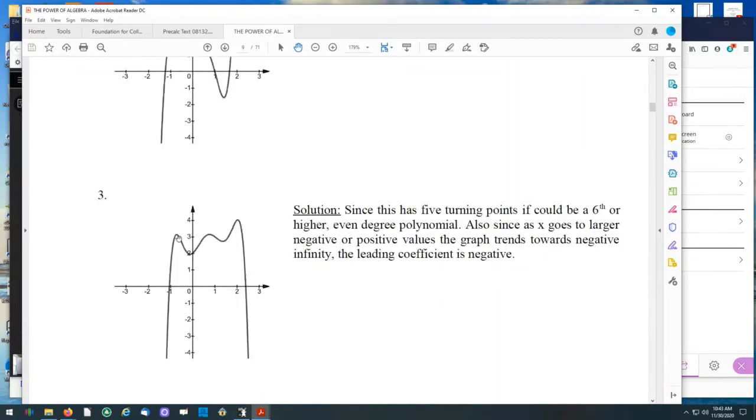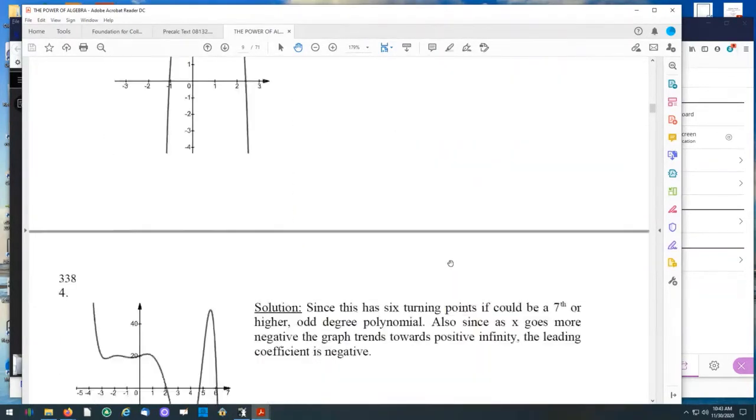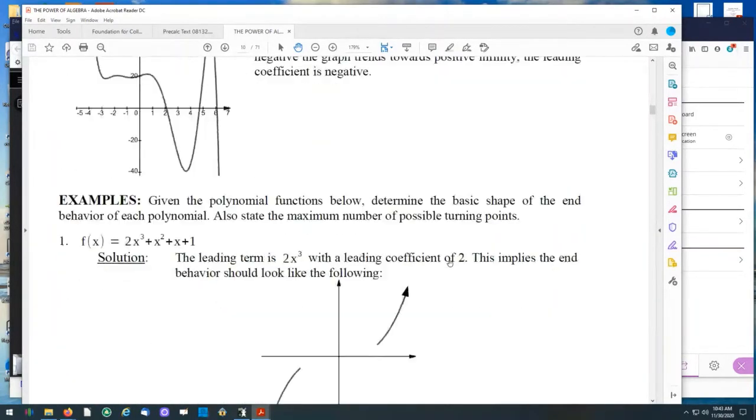This one over here has 1, 2, 3, 4, 5 turning points. So it could be a 6th degree polynomial, could be an 8th, could be a 10th, an even degree or higher. Why is it even? Because these endpoints go in the same direction. Since these are going down instead of up, I know the leading coefficient has to be negative. So this is more information about the graphs, if you will, of these polynomial functions. So that's what I want you to take a look at for now.